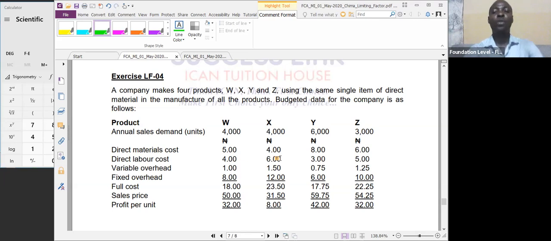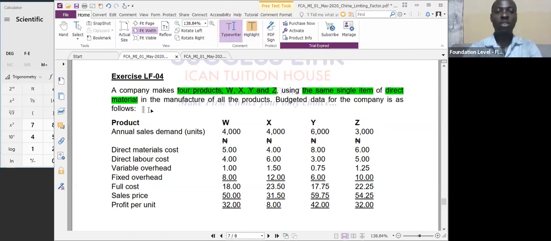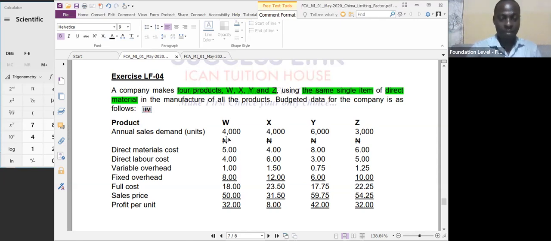The company makes 4 products, W, X, Y, and Z. So it meets our criteria that we have multi-products, so we have choice, using the same single item. So the same limiting factor of production is being used. And they told you that that same thing is direct material. So direct material here is our limiting factor. This is the implication from this question.